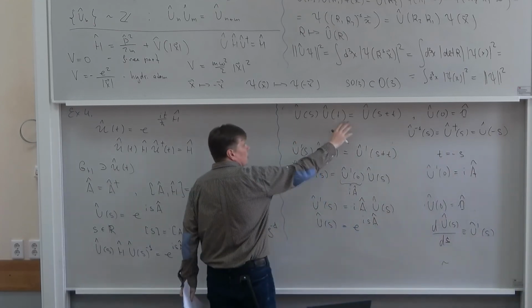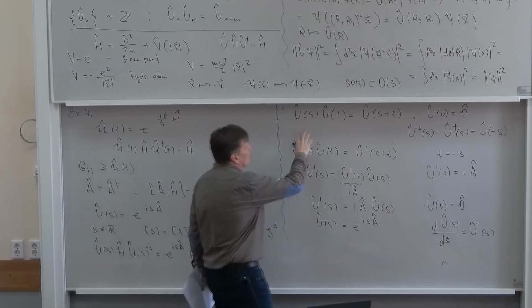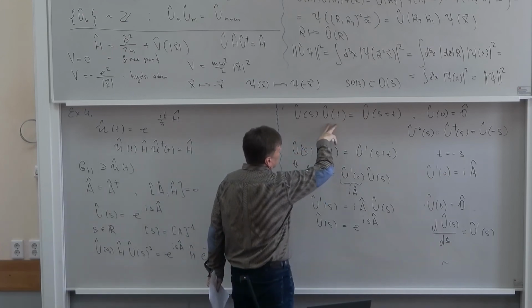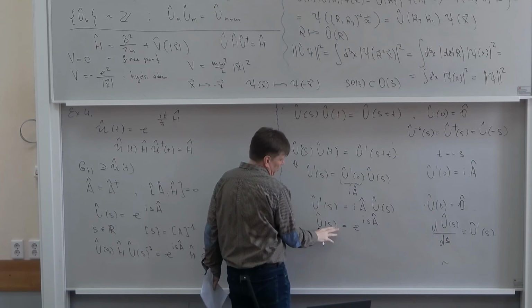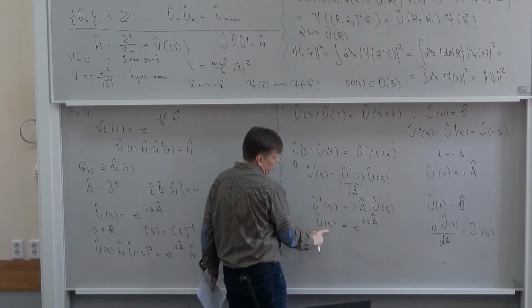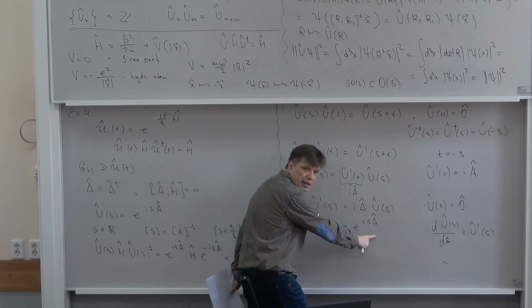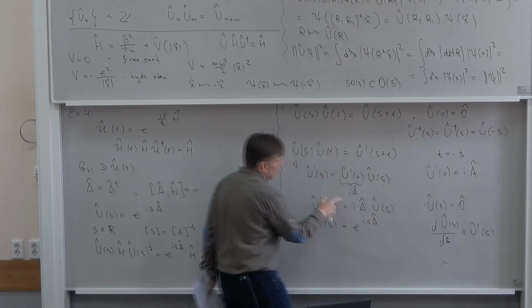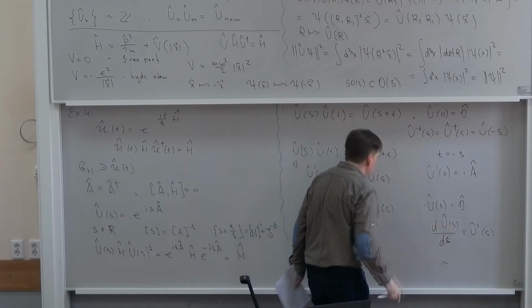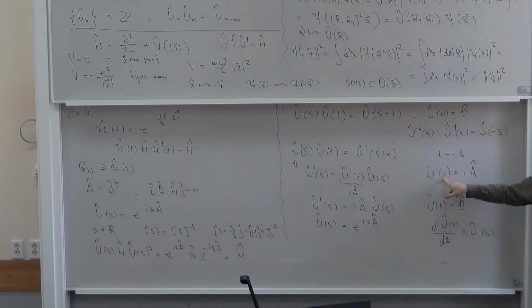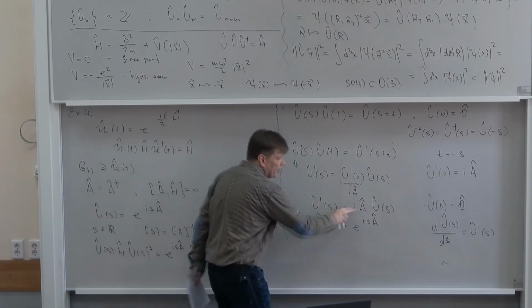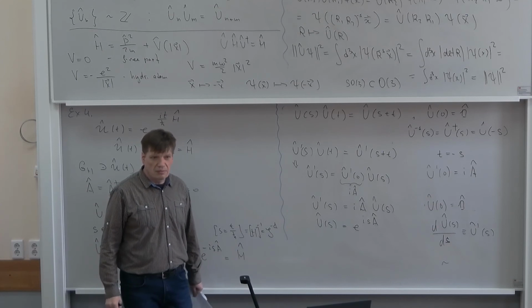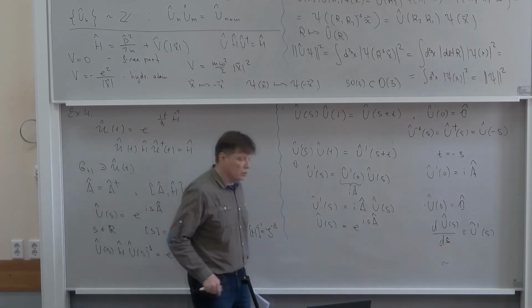So starting with the group law, which holds for any one-parameter group of transformations, differentiating it, we get that this family of operators is generated by some operator A, which is given by the derivative of U evaluated at zero. This is the definition of my A. And it remains to check that this A is a Hermitian operator. To call it an observable, it should be Hermitian.